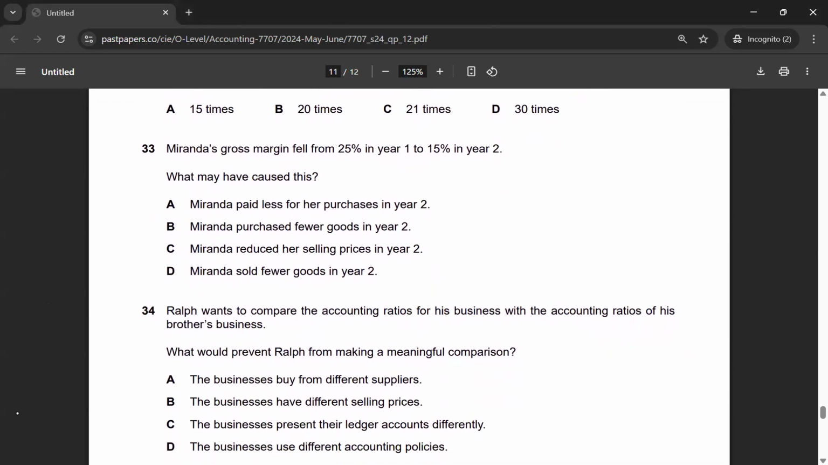Let's look at multiple choice 33. So multiple choice 33, Miranda's gross profit fell from 25% in year 1 to 15% in year 2. So gross profit went down by 10%. Which may have caused this? Miranda paid less for her purchases. No, Miranda purchased fewer goods in year 2. No, because then this should actually shoot up our gross profit. Miranda reduced her selling prices in year 2. That is actually correct. Once you reduce the sales price, that reduces your sales revenue.